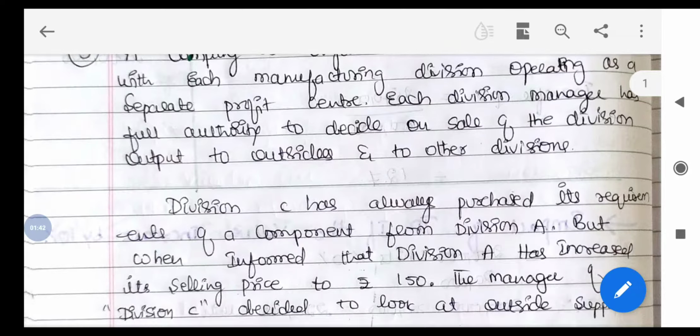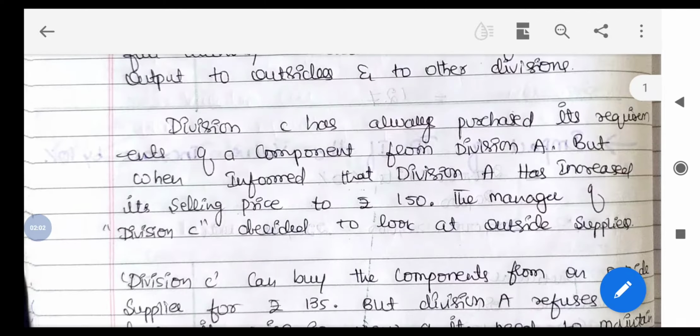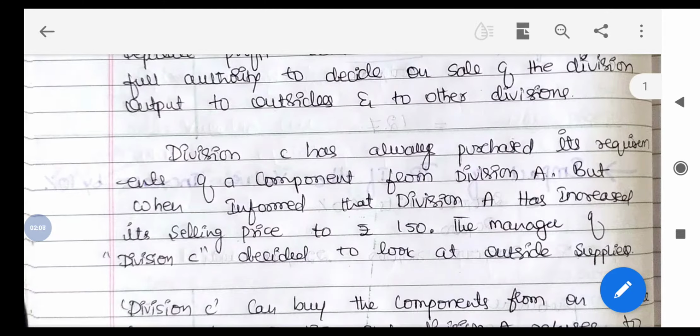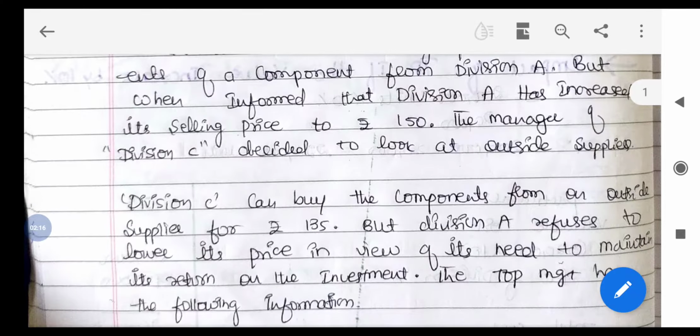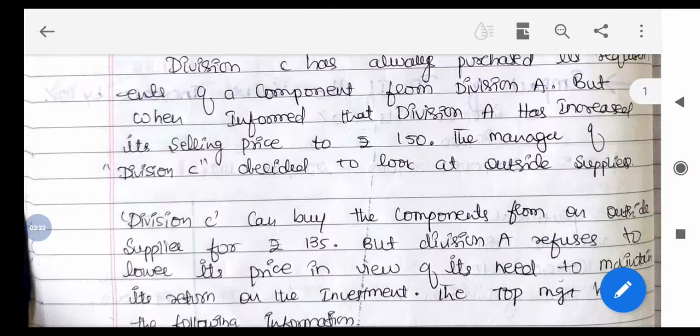So here they are telling that division C has always purchased its requirements from division A, but when informed that division A has increased its selling price to rupees 150, the manager of division C decided to look at outside suppliers. So when division A increased their prices, the manager of division C decided to look for an outside supplier. Division C can buy the components from an outside supplier at rupees 135.